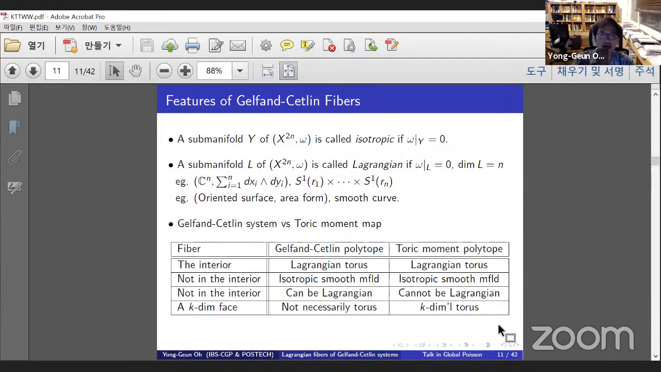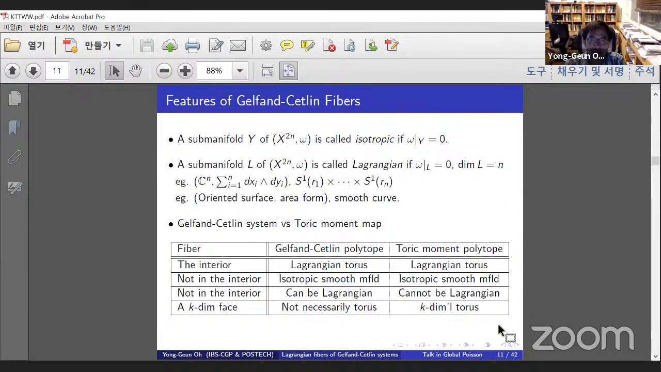These are standard definitions. A submanifold Y is called isotropic, and a submanifold is Lagrangian if its dimension is exactly half of the ambient dimension. Now I want to make some comparison between the Gelfand-Cetlin system and the toric moment map. Let me first go over the toric case. We know all the interior fibers are Lagrangian tori. If the point is not in the interior, the fibers are isotropic, and cannot be Lagrangian because their dimension is smaller than n.